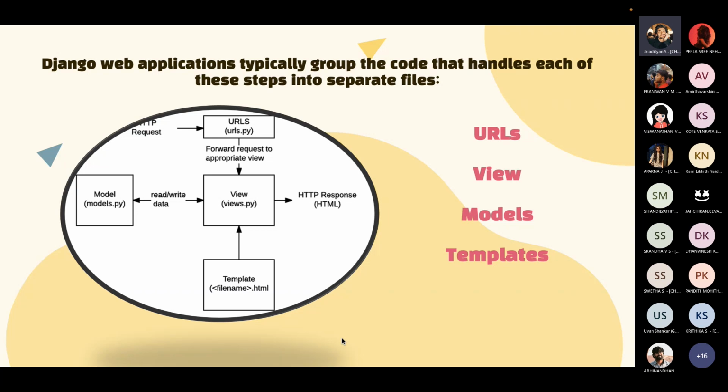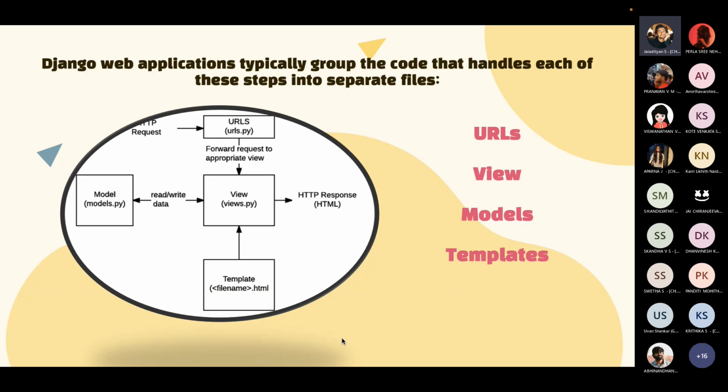View function. A view is a request handler function which receives an HTTP request and returns an HTTP response. Views access the data needed to satisfy the request via models and delegate the formatting of the response to templates. Models. Models are Python objects that define the structure of an application's data and provide the mechanism to manage, that is add, modify, delete, and query records in the database.